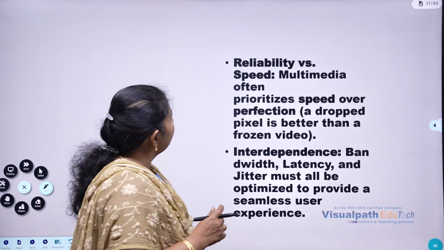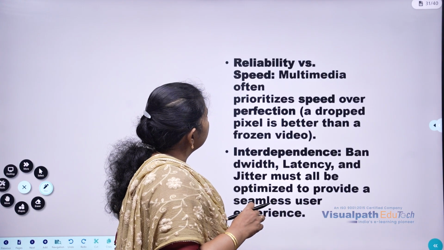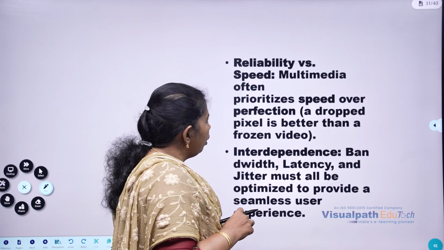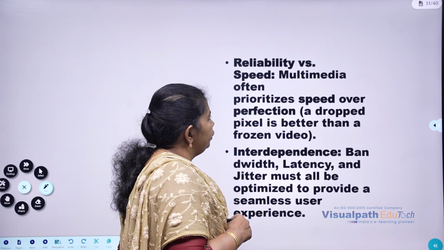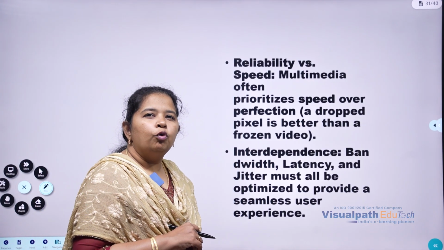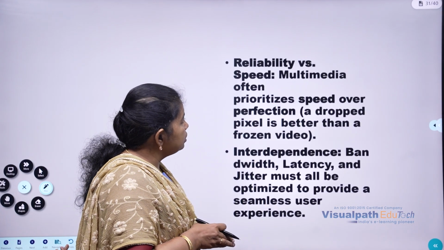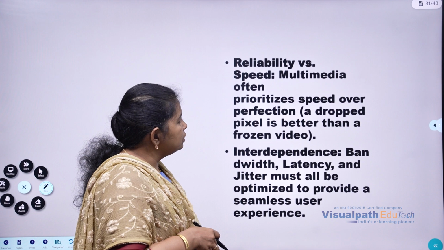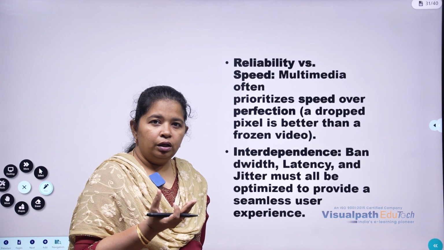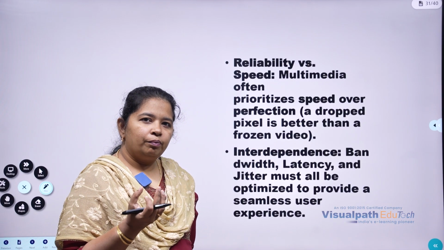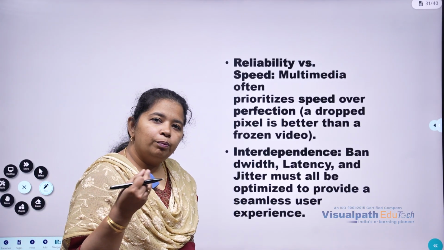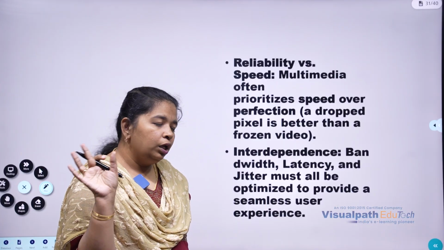And then we have some more qualities. Reliability versus speed. Multimedia often prioritizes speed over perfection. A dropped pixel is better than a frozen video. So when a pixel is dropped, it is matched up with a related pixel, and the video keeps moving without stopping.